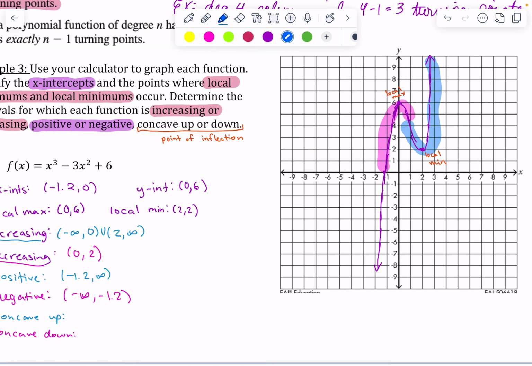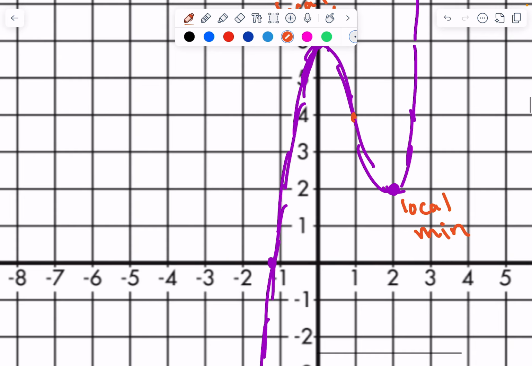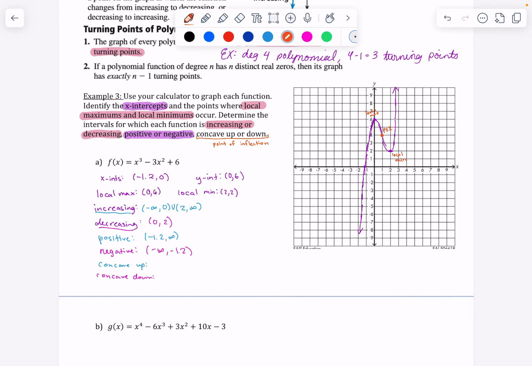Okay, so now on your calculator, you're going to hit Menu, Analyze, and go to number 5, which is inflection. And you're going to highlight to the left and the right of that section there on your calculators. And what you should get is (1, 4). So that (1, 4) is where we change from concave up to concave down. Right there. That is the point of inflection, POI.